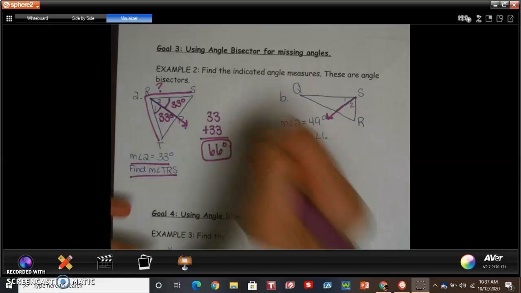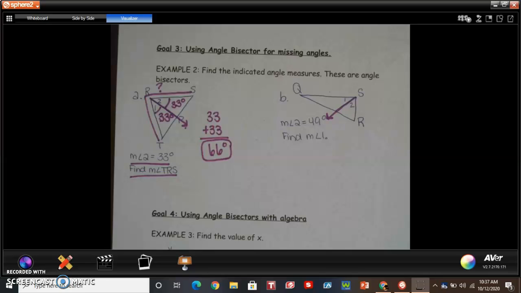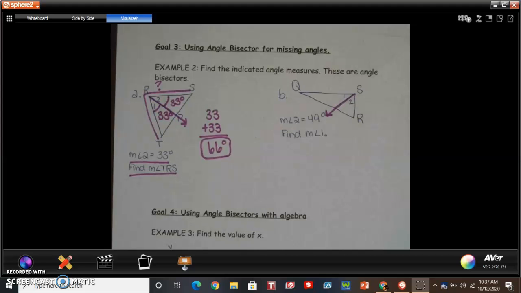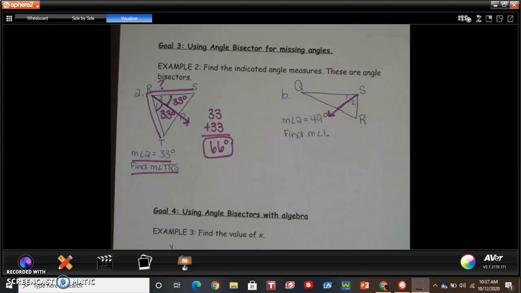Now you do not have to put in your degree symbol on the actual Google form. It's actually multiple choice, so you just got to look for it. All right, let's look at example 3 for goal 3, or example 2b.